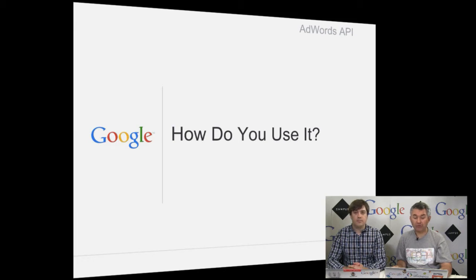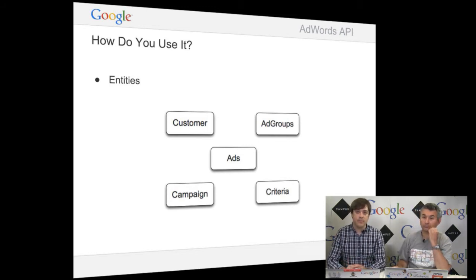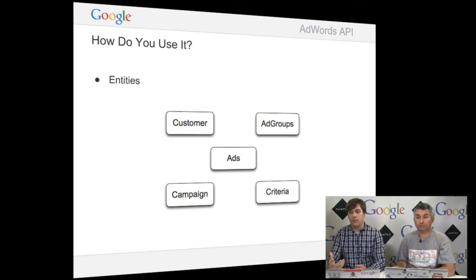So, how do you use it? Okay, so for starters, the main concepts you want to understand are the entities and the services, and more on services in a second, but right now we're going to look at the entities. So entities are things, concepts that should be pretty familiar with you at this point in time. So for instance, customer, that's you, that's how you log in. You've got your ad groups, so that's like the groups of ads. You've got your ads themselves, campaigns and criteria, and these are entities that live within our system.